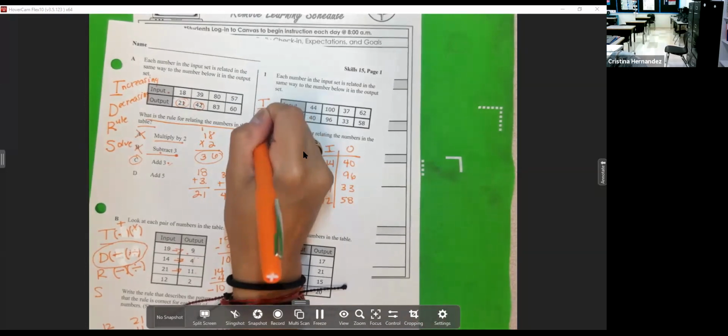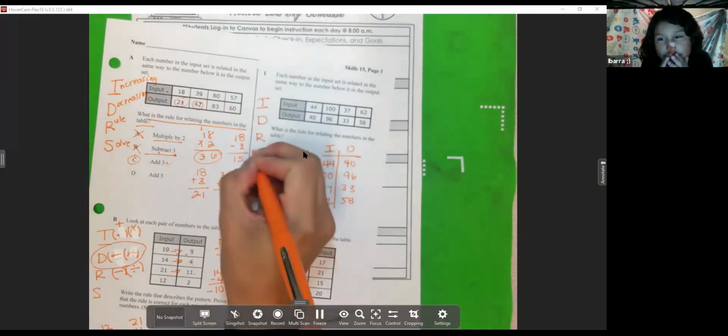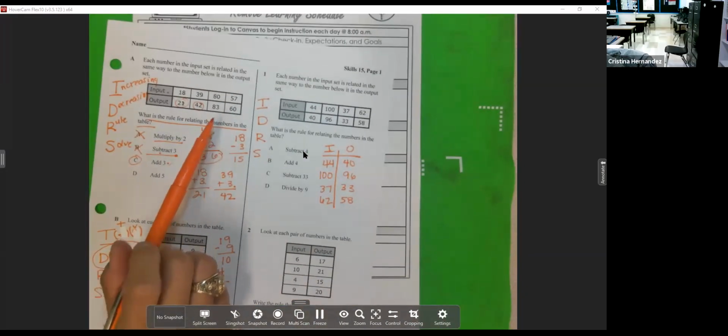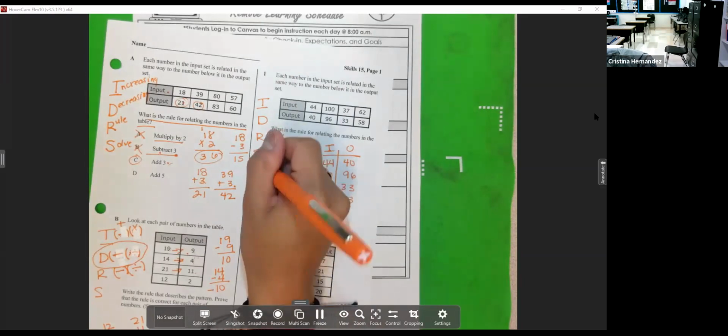What does I mean? An I, increase. Come on, guys, wake up. This is important. Increase. Decrease. What does D mean? Decrease. And then R is rule, and then S is solve.